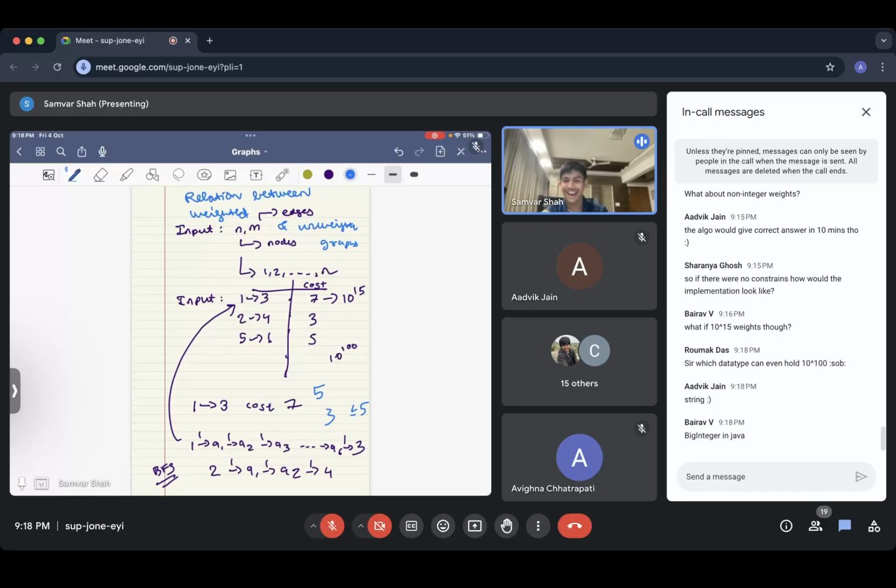Okay, I don't even know what big integer in Java is, but if it can hold 10 to the 100, you'd still have a problem because you're creating 10 to the power of 100 nodes. Like, come on.